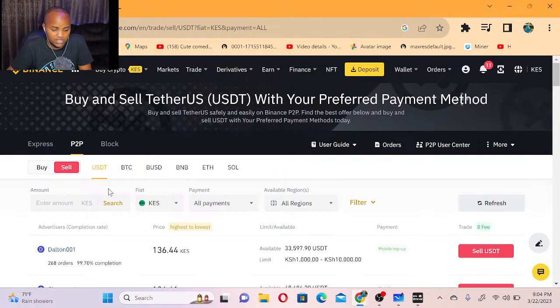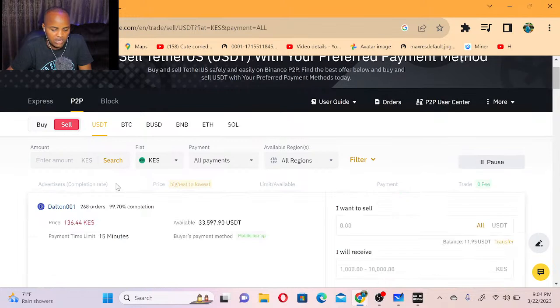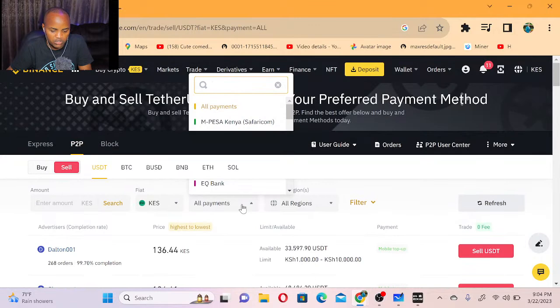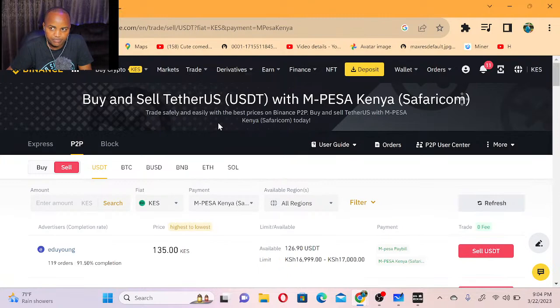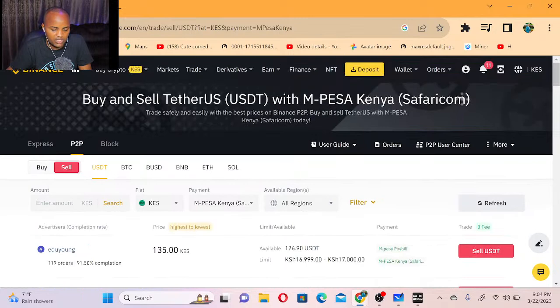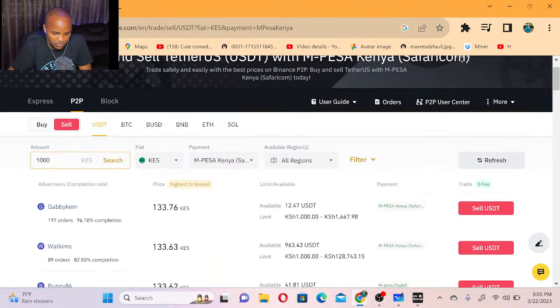Remember, I have USDT right there. So I click sell. No, let me cancel this, because first of all you have to select the method that you are going to receive money with. So it is M-Pesa, I have selected M-Pesa there. And then you select your range. I'm going to sell something like 1,000. This is to filter.